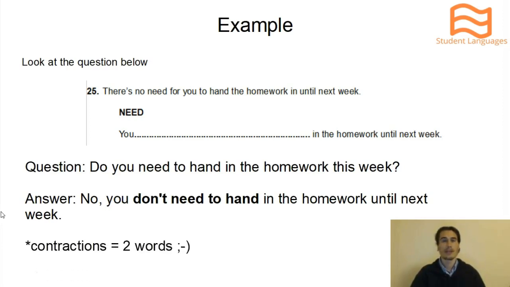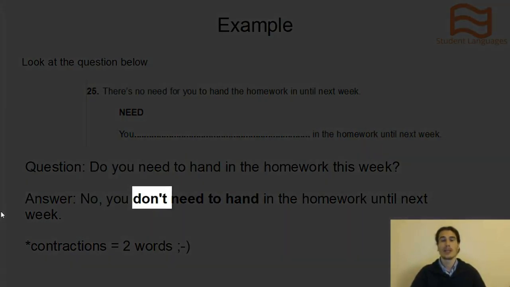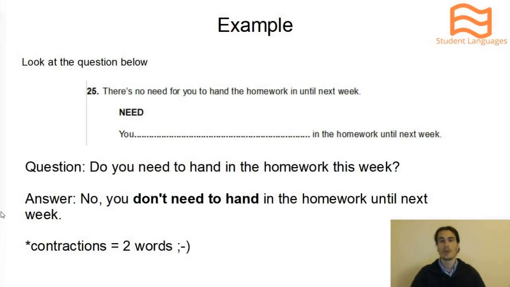Here's a quick final tip from this page for you. Contractions, for example the word don't in our sentence, count as 2 words, not 1 word. They count as 2 out of your maximum of 5 words. Okay.